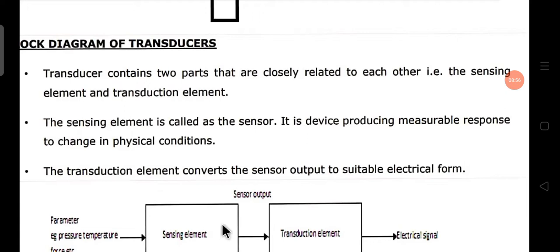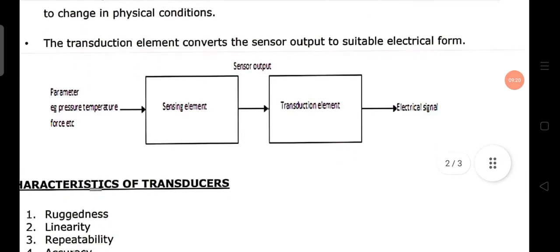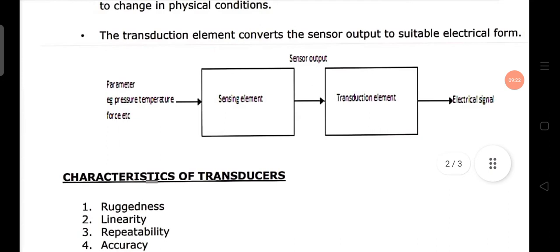Okay, so first of all we use a sensor, which senses the changeable parameters, let's say pressure or temperature, and gives a readable signal to the transducer element. Now the transducer element converts the sensor output to a suitable electrical form. So this is all about your transducer. This is the block diagram, remember this.